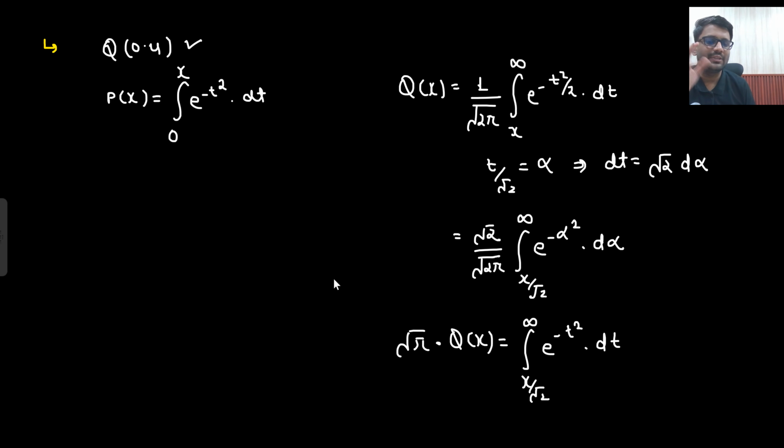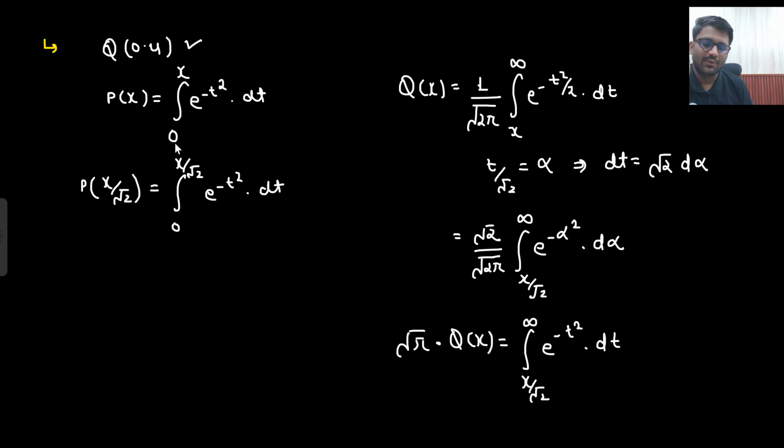But now the problem is limit 0 to x, but here you are going from x by under root 2 to infinity. So one thing I can see that P of x by under root 2. What will be your P of x by under root 2? So that will be from 0 to x by under root 2, e to the power minus t square dt.